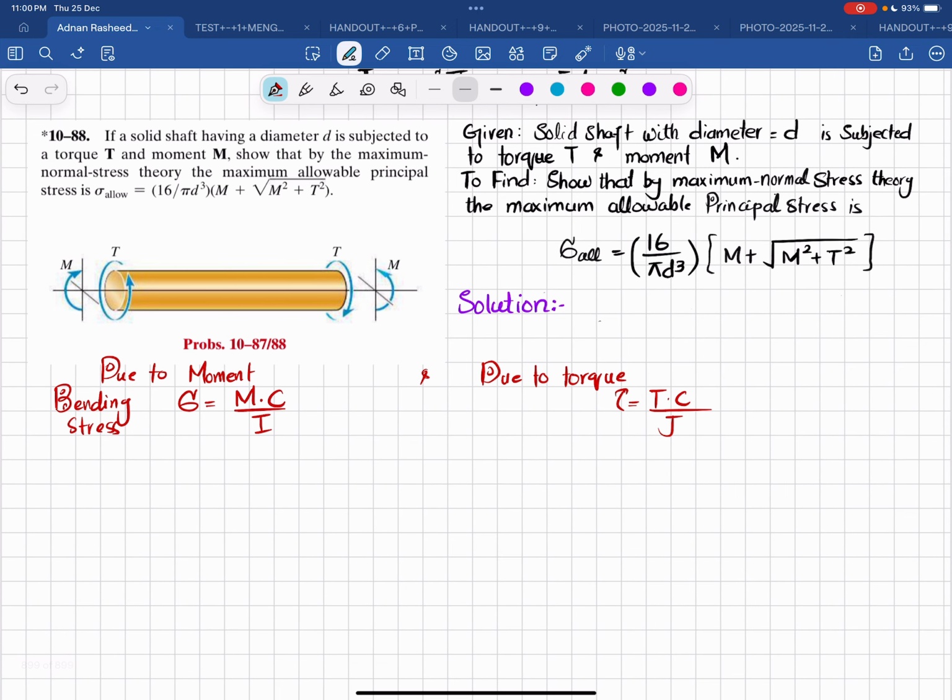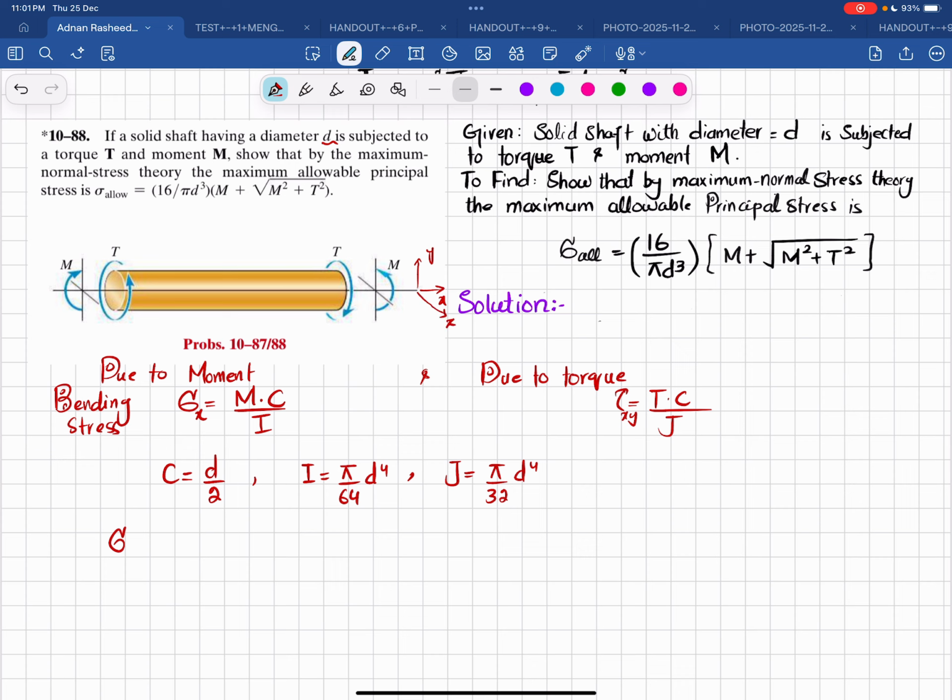So first we will find this c. c is the radius, and as we have been given the diameter, the radius is equal to d divided by 2. The second moment of inertia for a circular shaft is equal to pi by 64 d to the power 4, and J, the polar moment of inertia, is pi by 32 d to the power 4. So you have all these values, so just plug them in. This will be sigma x and this will be tau xy, because this is our x-axis, this is our y-axis, and this is our z-axis.